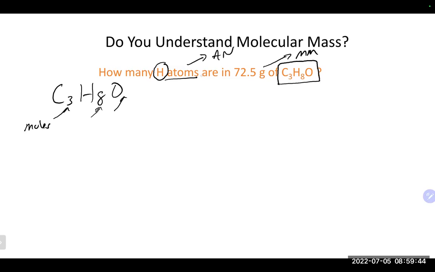So for example, if we wanted to know in 1 mole of the entire thing, there would be just 3 moles of carbon, and that would come from the 3 that we see on the bottom here.